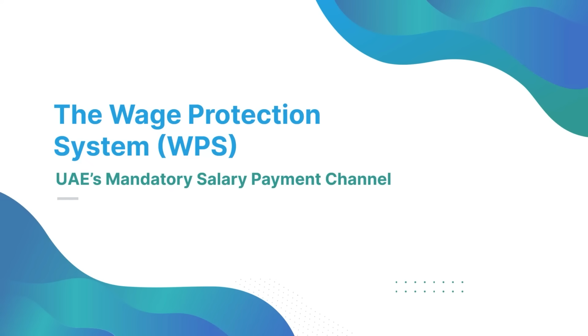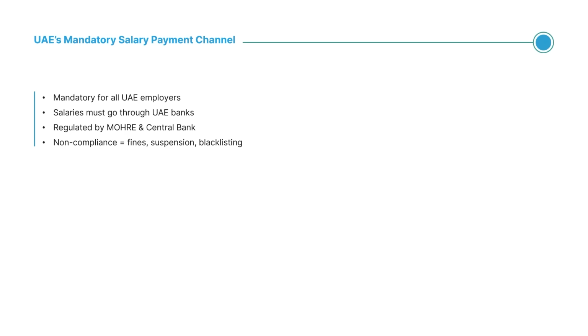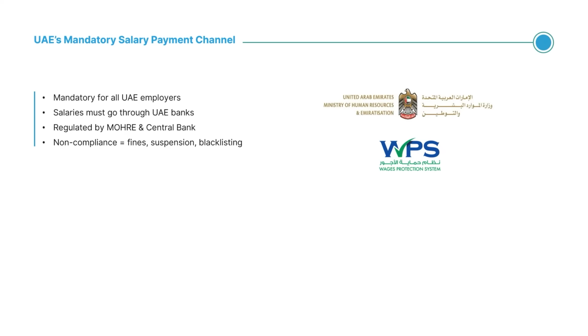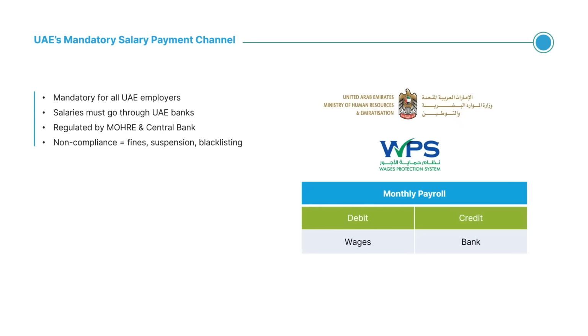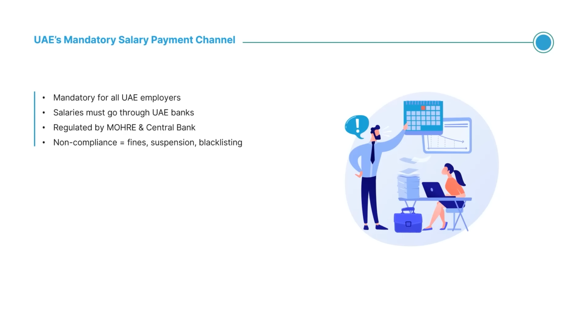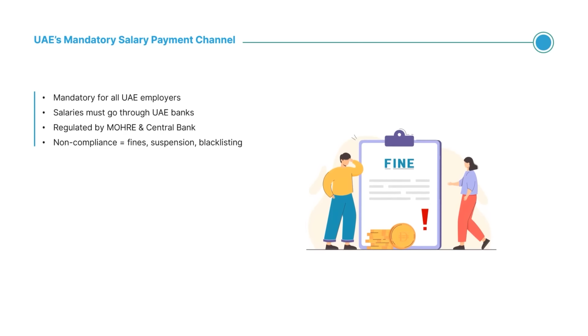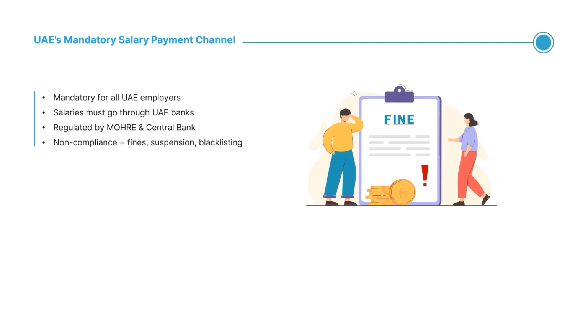The Wage Protection System, or WPS, is an electronic salary transfer system overseen by MOHRE and the UAE Central Bank. Employers prepare and submit a WPS file listing salaries, which the bank processes. From an accounting perspective, once the bank transfers salaries, the entry is debit wages payable, credit bank. If salaries are delayed or WPS is bypassed, employers face penalties such as work permit suspension or company blacklisting. For example, a retail company with 50 employees must upload its WPS file monthly. Failure to do so may result in immediate fines of several thousand dirhams.